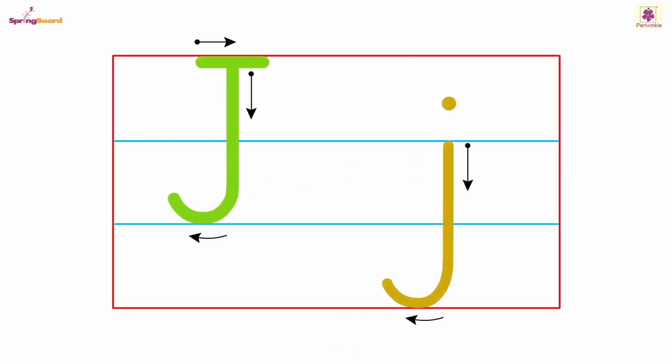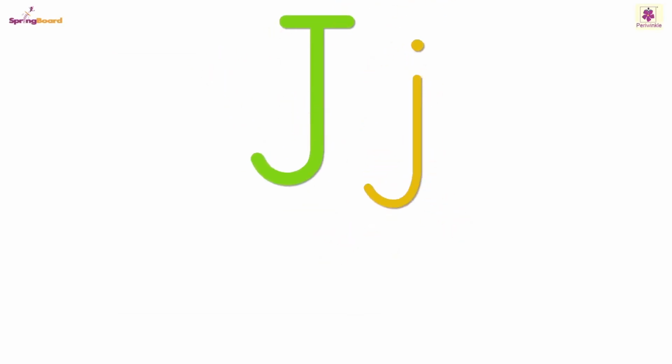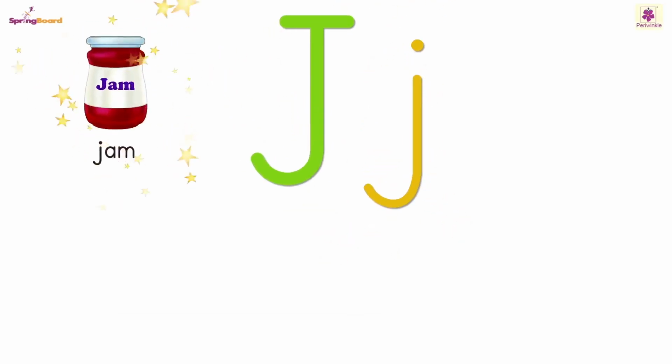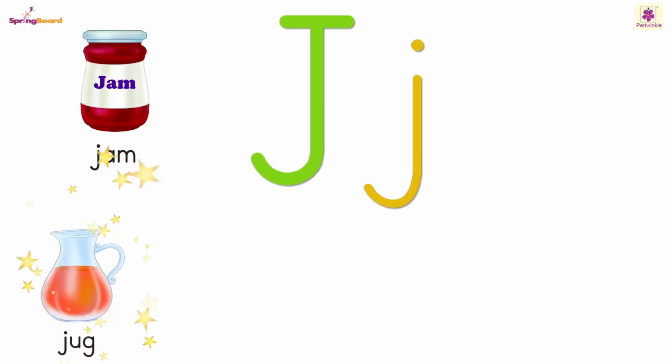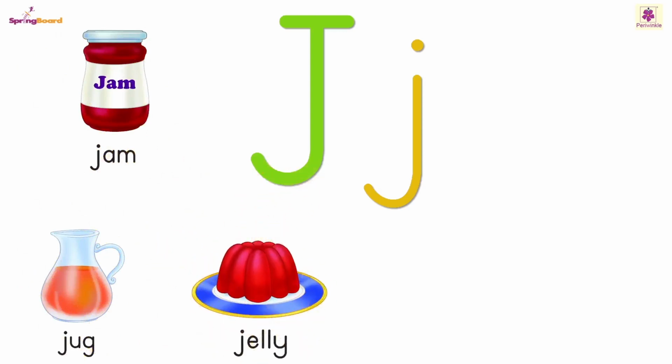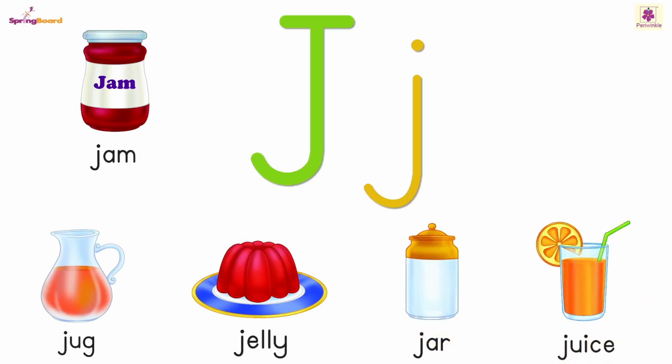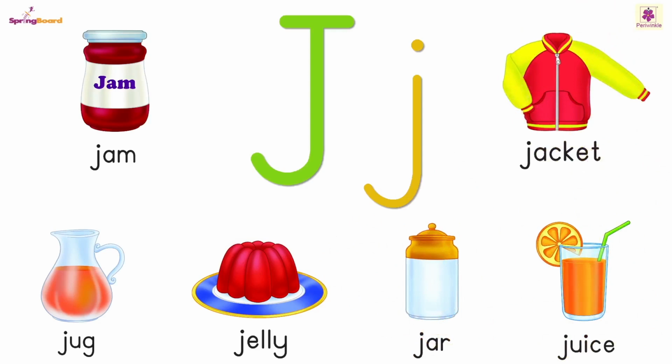This is letter J. The sound of letter J is J. Let us name things that begin with the sound of J. J, J. Jam. Jug. Jelly. Jar. Juice. Jacket.